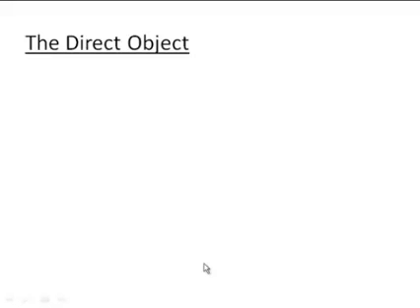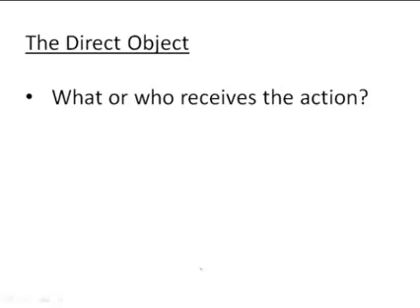In the previous video, we learned about subjects. Now we're going to learn about objects, specifically the direct object, and how it functions in a sentence. So let's basically answer, what is it? The direct object receives the action. So if you remember, the subject does the verb, the direct object receives the verb.